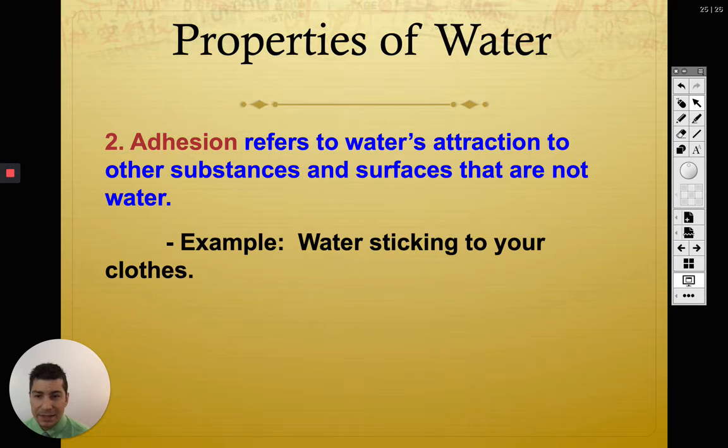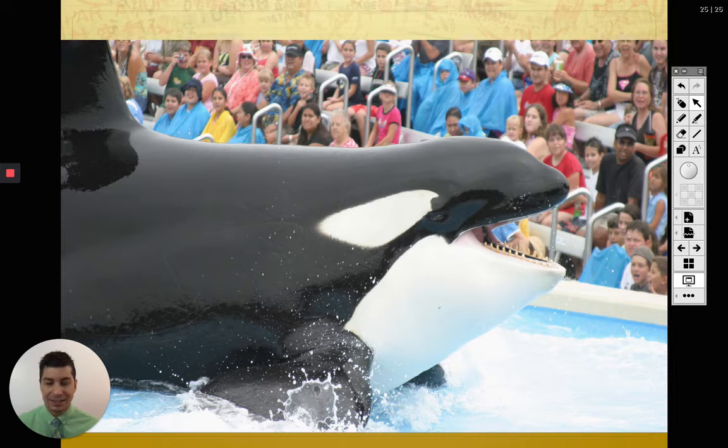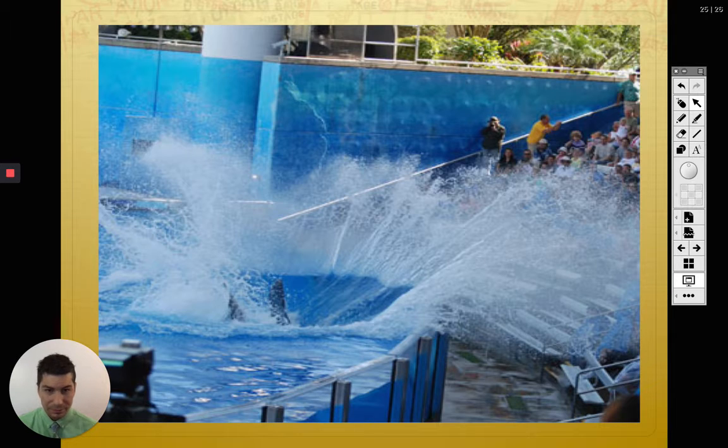All right, next thing is adhesion. So adhesion is going to be water's attraction to other substances other than water. So an example of this is water sticking to your clothes. I don't know if you've ever been to SeaWorld or seen a killer whale before, but they used to jump and splash the whole crowd. You would have water all over your clothing.